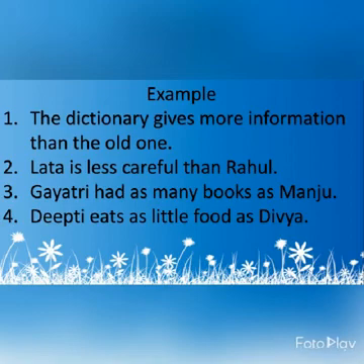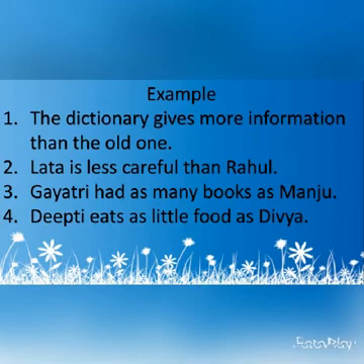Now next is, Lata is less careful than Rahul. Here we have used the word less. Okay, less careful is also used in the comparative degree. After that, Gayatri had as many books as Manju. Here I have compared the books, and books is a countable noun. You can count the number of books you possess.